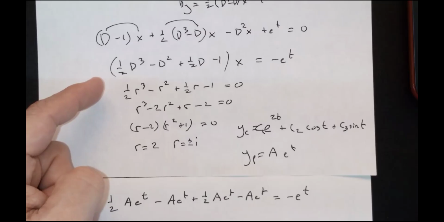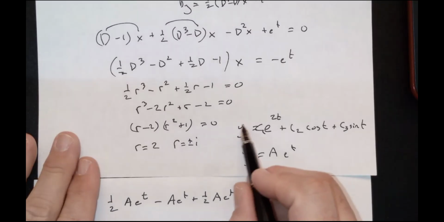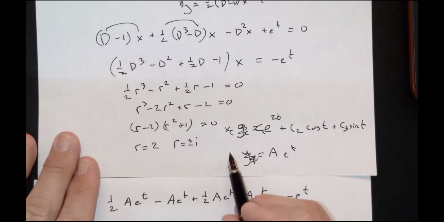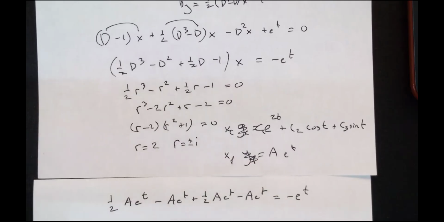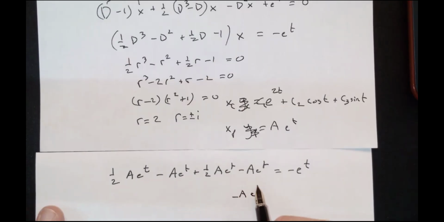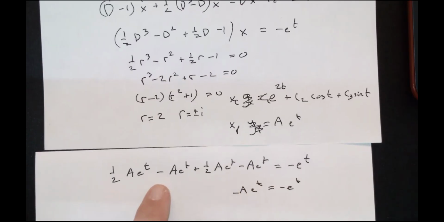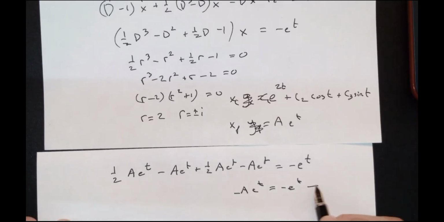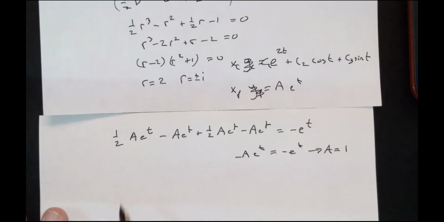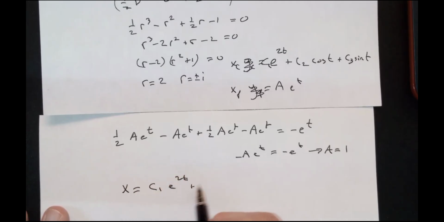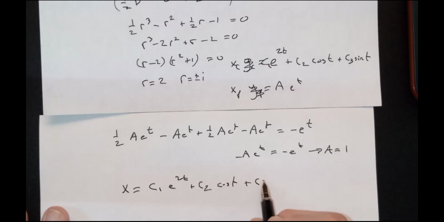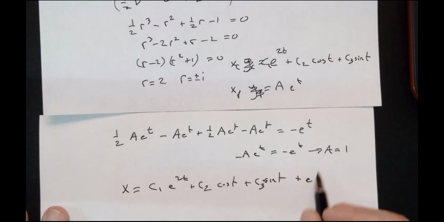And at this point, I realized that this should be x, not y. xc, xp. Big deal. Just changes the label. And so I get, let's see, I get negative a e to the t equals negative e to the t because I have plus 1/2 minus 1. So I get a equals 1. And that means that x is c1 e to the 2t plus c2 cosine t plus c3 sine t plus e to the t.